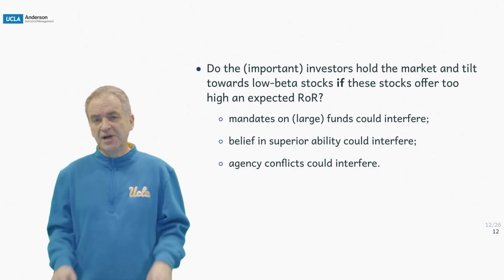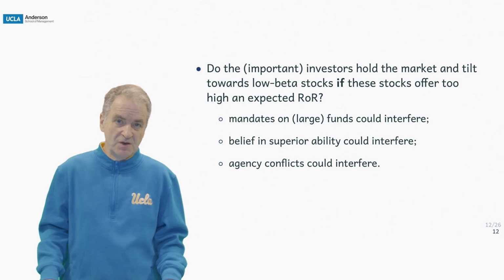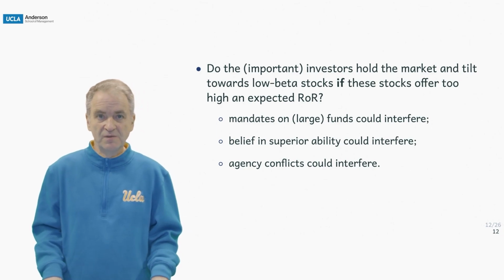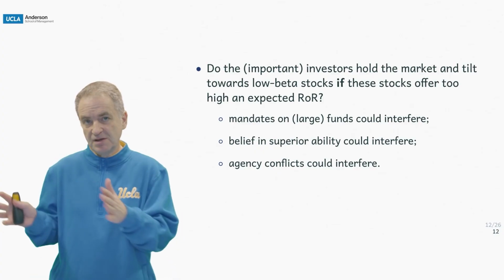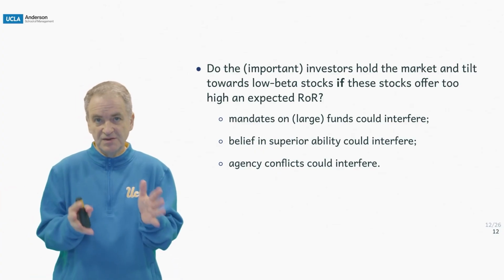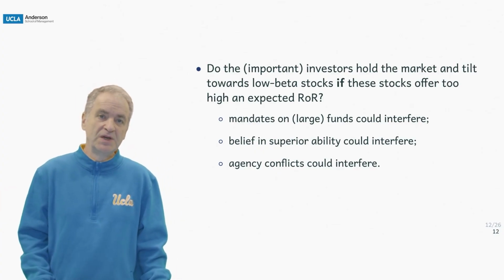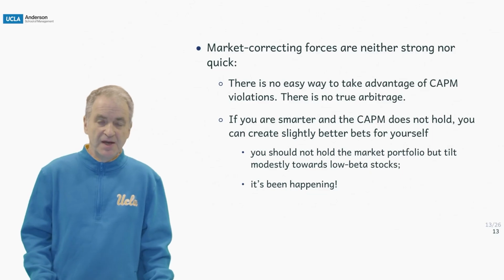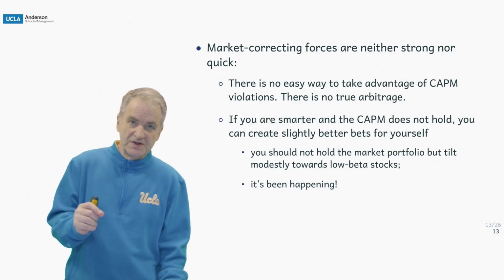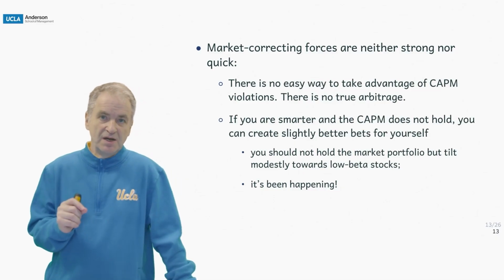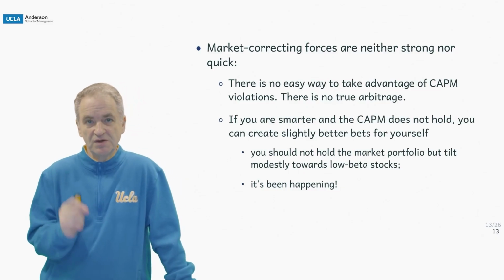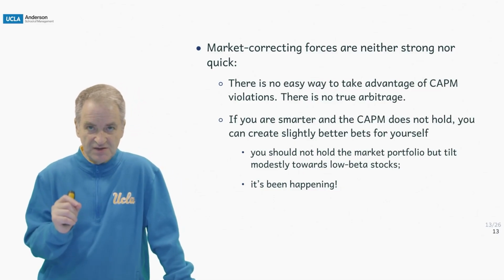Overall, it doesn't seem like investors are particularly good at beating the market, and the wisest investment advice is probably to tilt a little bit towards low beta stocks and call it a day when it comes to investments. The market correcting forces are not strong and they are not quick. So there's no easy way to earn arbitrage because the capital asset pricing model does not hold.